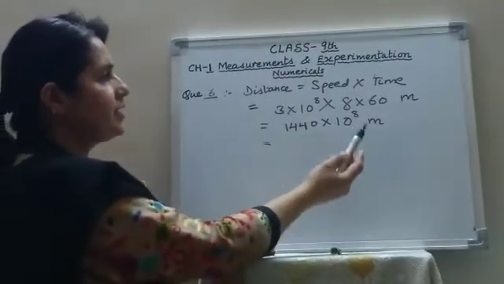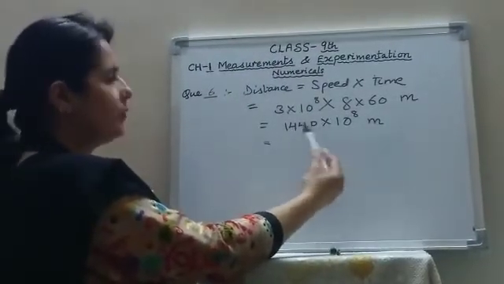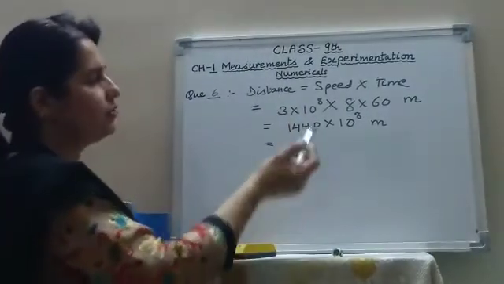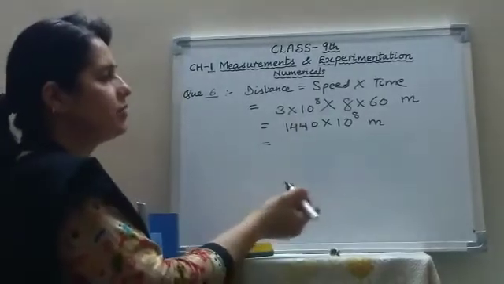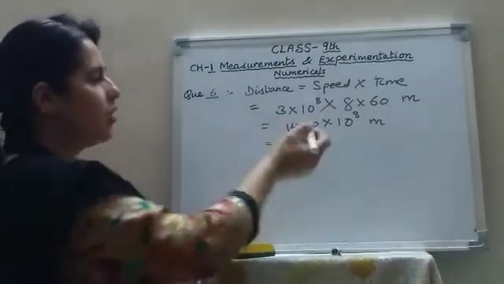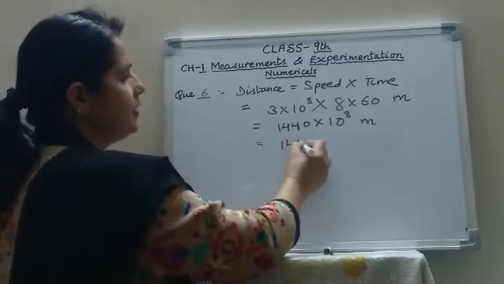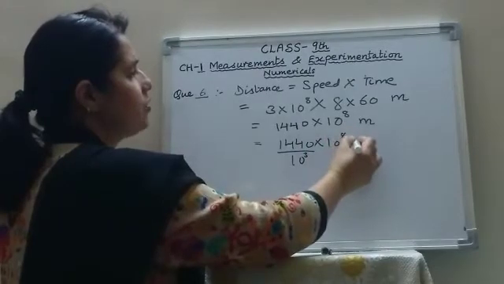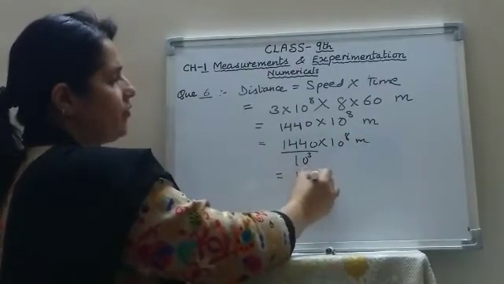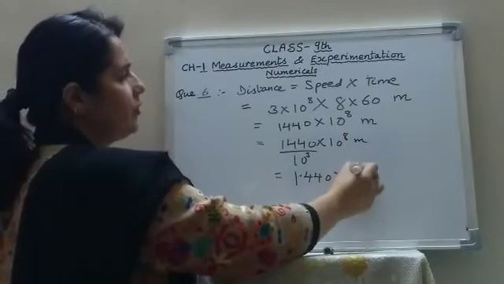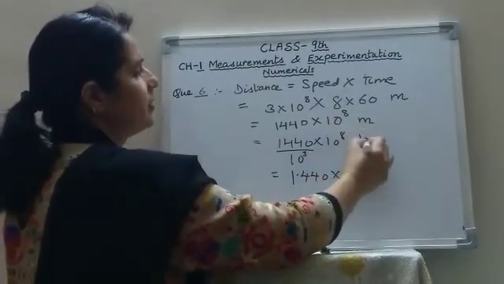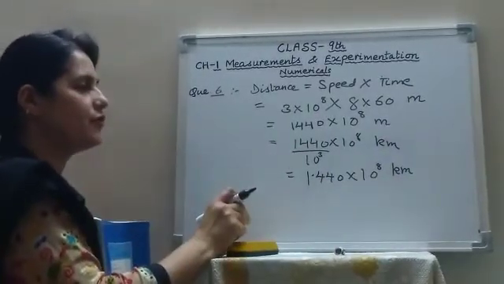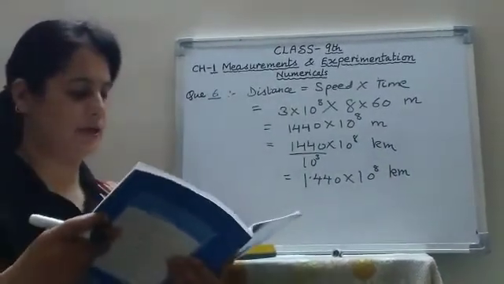So if in meters we are getting the distance, it will be 1440 into 10 to the power 8. Children, you can leave your answer here only. But to convert in standard form or to convert in kilometer, we divide by 10 to the power 3. So what will it become? 1.440 into 10 to the power 8 kilometer. So the distance covered in kilometer is 1.440 into 10 to the power 8.